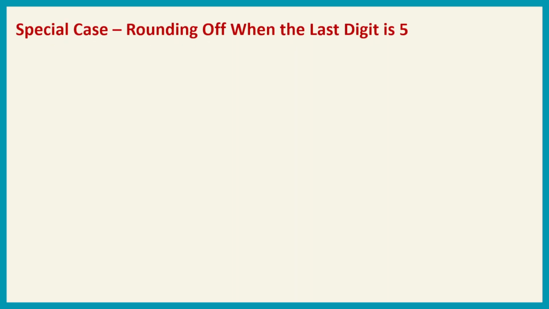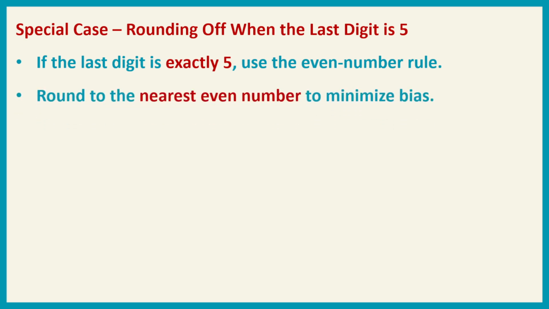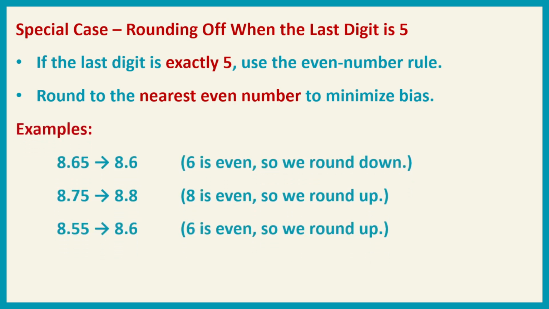Some special cases, like rounding off when the last digit is already 5. If the last digit is exactly 5, use the even number rule. Round it to the nearest even number. Example, 8.65: 6 is even, so we round down, so the number will be 8.6. In case of 8.75, 8 is even, so we round it up to 8.8. 8.55, so 6 is even, so we round it up.